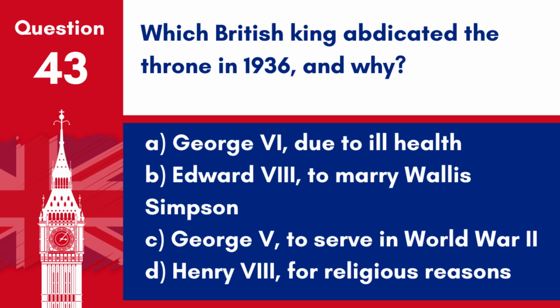Question 43. Which British king abdicated the throne in 1936 and why? A. George VI, due to ill health, B. Edward VIII, to marry Wallis Simpson, C. George V, to serve in World War II, D. Henry VIII, for religious reasons. Answer: B. Edward VIII to marry Wallis Simpson. Edward VIII abdicated the throne in 1936 because he wished to marry Wallis Simpson, an American divorcee, which was opposed by the Church of England and the British government.